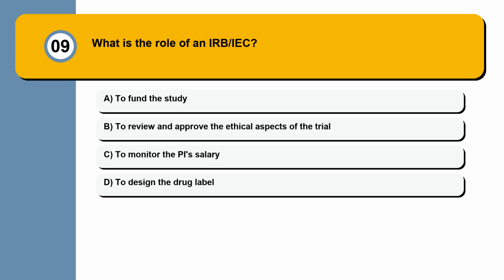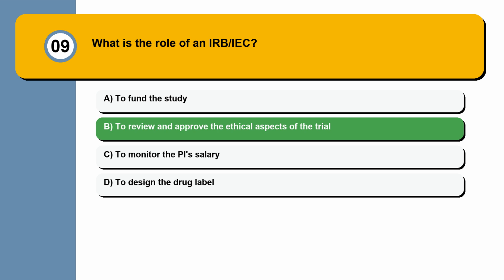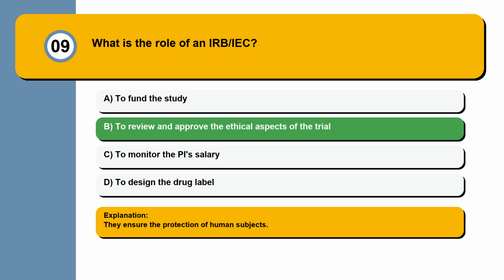Question 9. What is the role of an IRB/IEC? To fund the study, to review and approve the ethical aspects of the trial, to monitor the PI's salary, to design the drug label. They ensure the protection of human subjects.